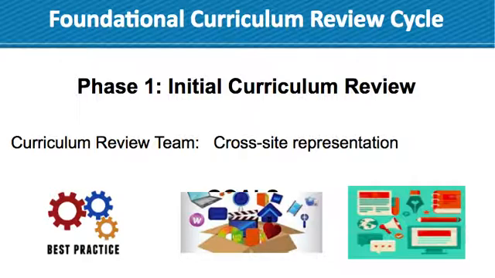As was mentioned, phase 1 is that initial curriculum review. It is about a 2-year process that's comprised of cross-site representation from the entire district. Within this phase, the curriculum review team takes time to research best practice. What are the best ways to teach students the standards, and the best ways to assess how students are able to demonstrate proficiency in those standards? The team will also look at the standards, prioritize them and unpack them, and look at what materials are there to help support the teaching of the standards.